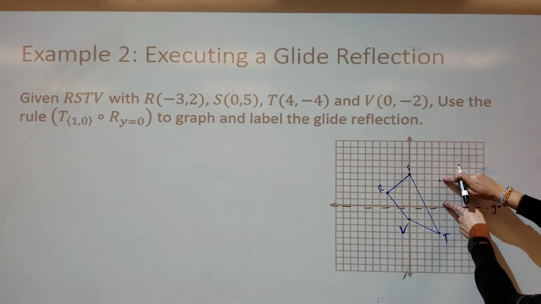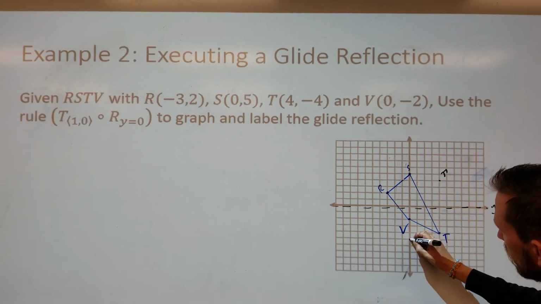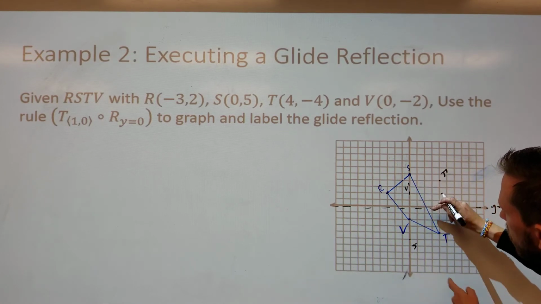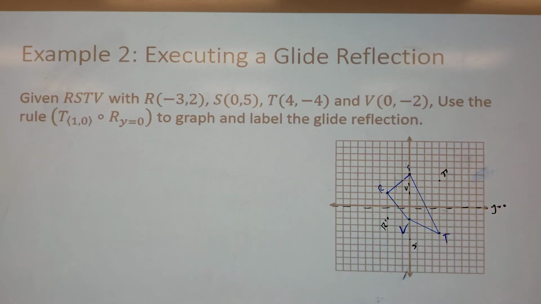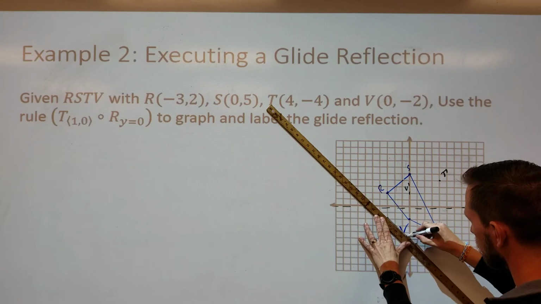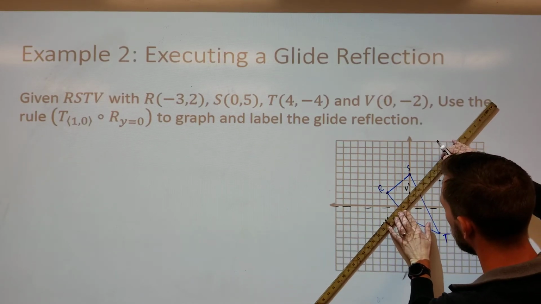This is 4 spaces, now it's going to be 4 spaces for T prime. This is 5 spaces, it's going to be 5 spaces down for S prime. This was 2 spaces down, now it's going to be 2 spaces up for V prime, and R is going to be down here, R prime. I'm going to redraw this so you can see R prime, S prime, T prime, V prime.